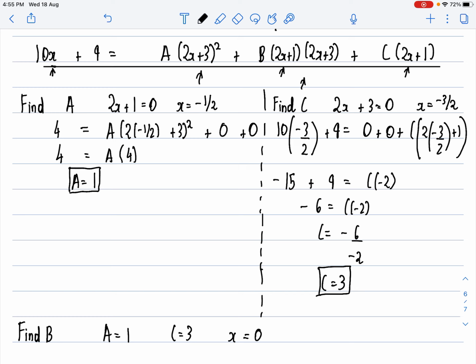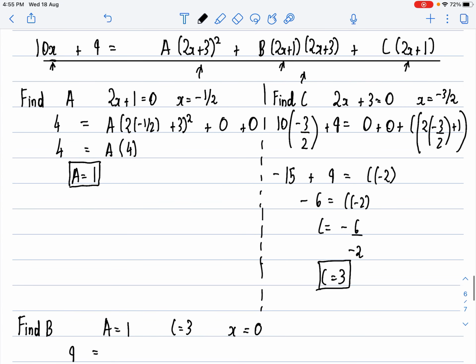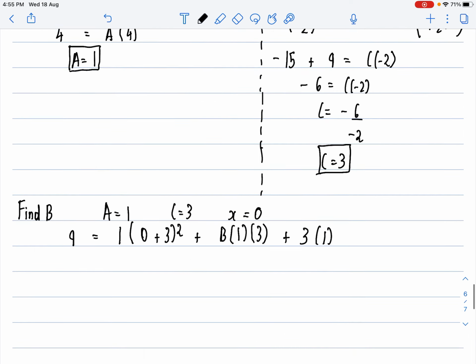So when I put 10 into 0, I get 0 plus 9. So in the left hand side I get 9, which is equal to, here I simply get 1 multiplied to (2 into x, which is 0, plus 3) the whole square, plus b into, here I basically get 0 plus 1, which is 1. Here also I get 0 plus 3, which is 3. Plus I get my c as 3. And here I get again 0 plus 1, which is 1. So now I simply solve for b.